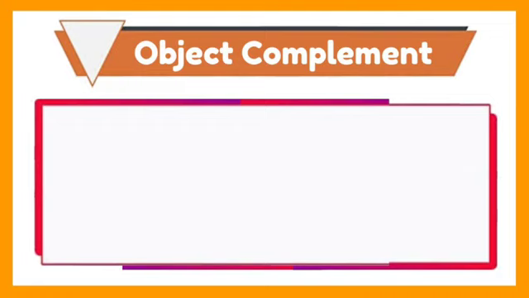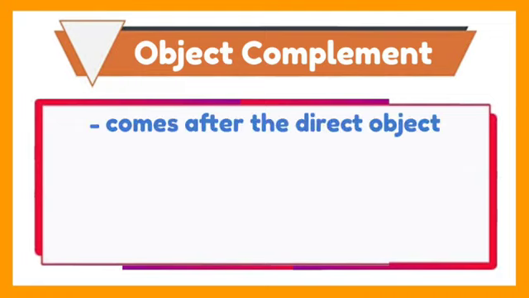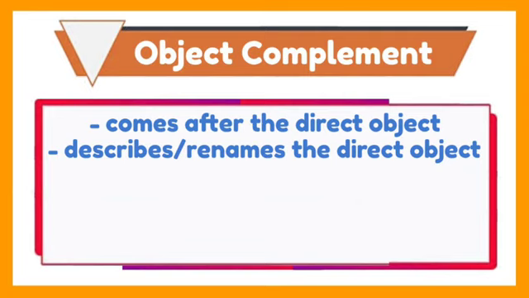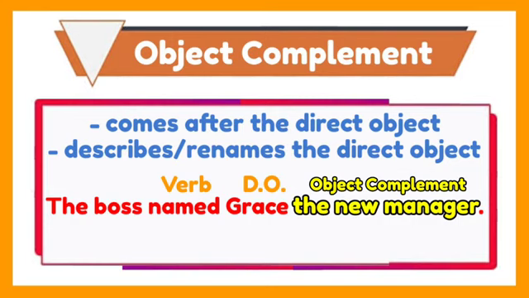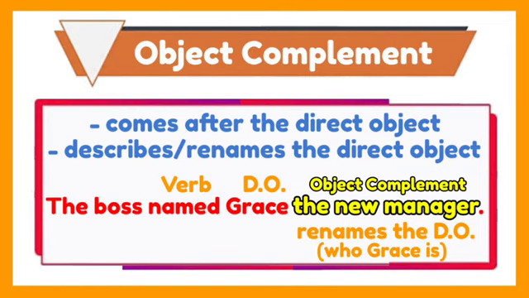An object complement is a word or phrase that follows a direct object and describes or renames it. For example, the boss named Grace the new manager. Let us find the direct object first. The direct object in the sentence is Grace. It receives the verb or action which is named, right? So, the object complement here is the new manager. Why? Because it renames the direct object which is Grace, or it tells who Grace is.